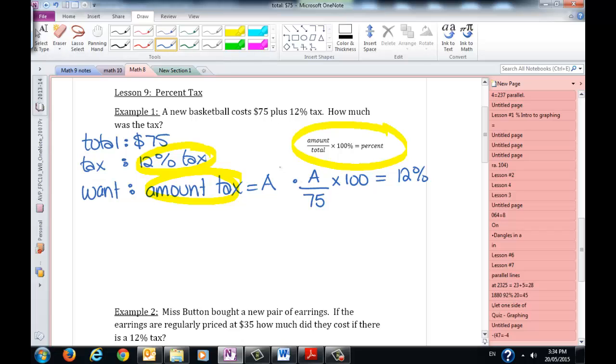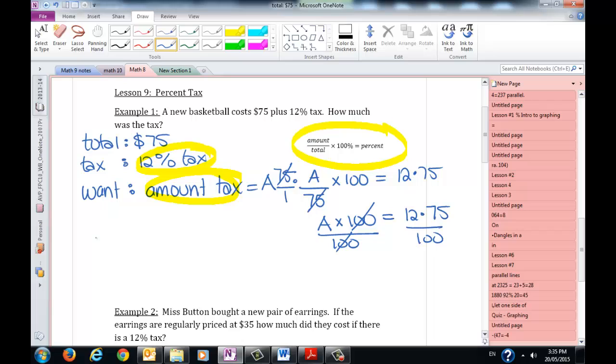So if I multiply both sides by 75, and I actually don't need that percent there, then I can simply put 75 over 1, and I can divide this out. Now I'm going to do this in two steps. So I have A multiplied by 100 is equal to 12 multiplied by 75. And now I can divide both sides by 100, and the 100 divides out. And now I can start to simplify.